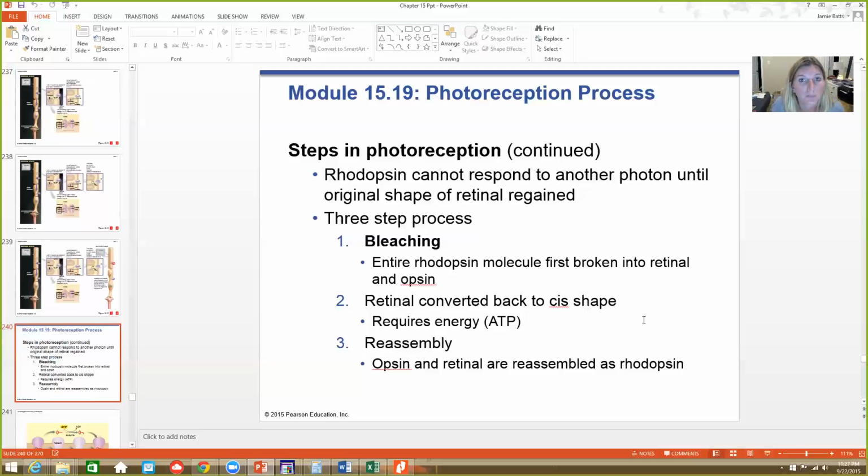All of this happens. It's crazy. The first step is called bleaching. The entire rhodopsin molecule is broken down into retinal and opsin. The retinal is converted back into its cis shape, and that requires ATP energy. And then the reassembly occurs, where the opsin and retinal are reassembled as rhodopsin.